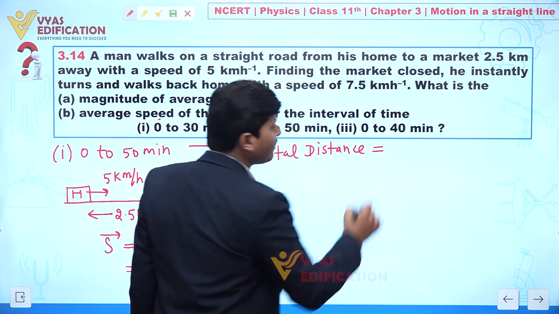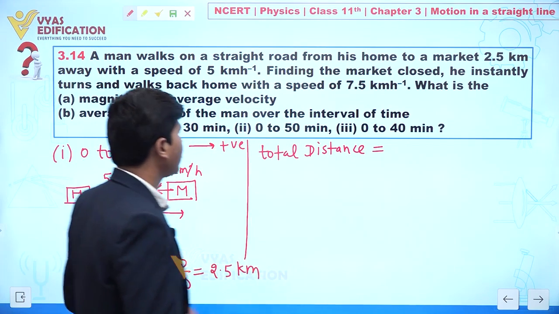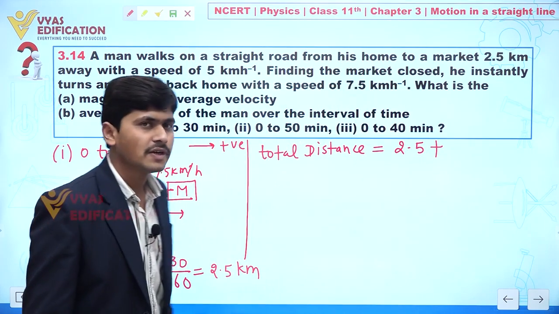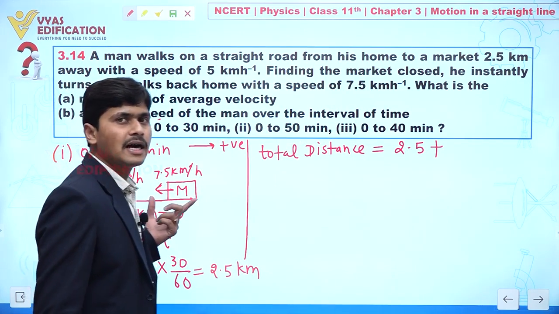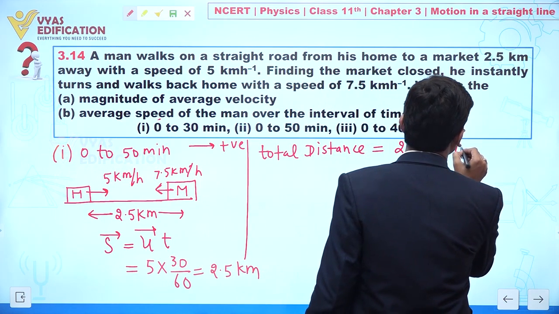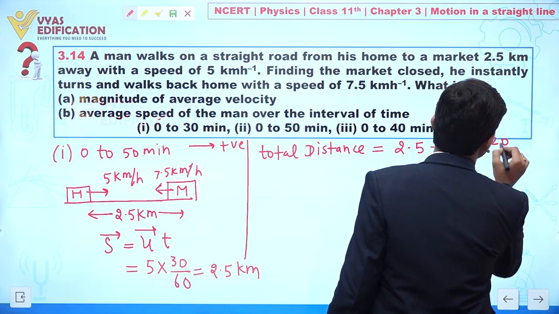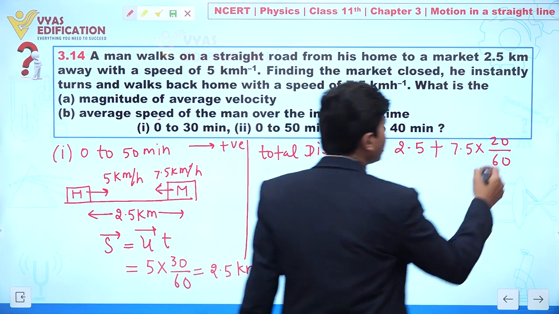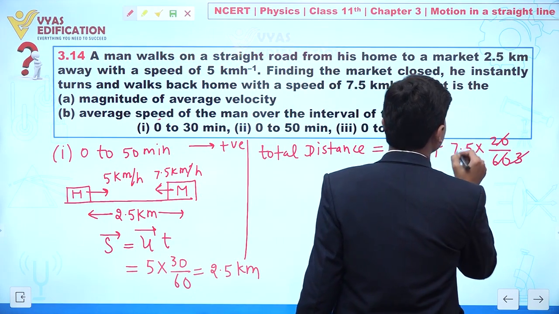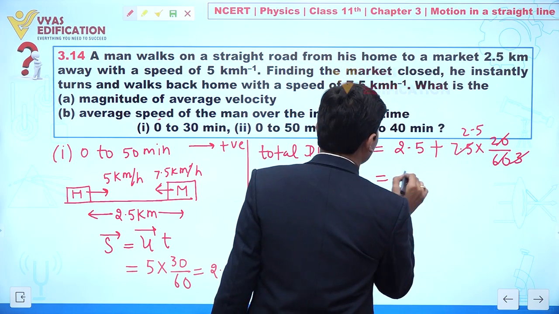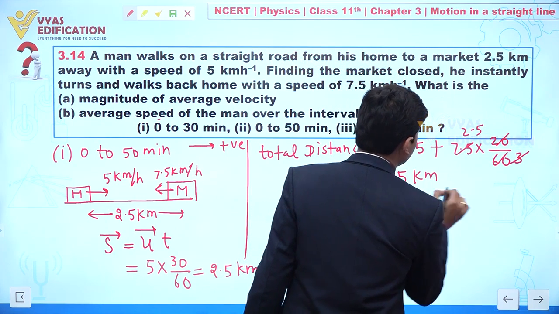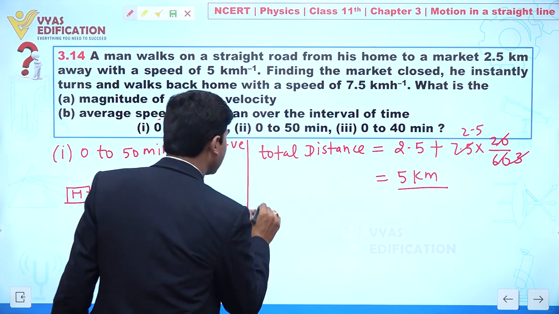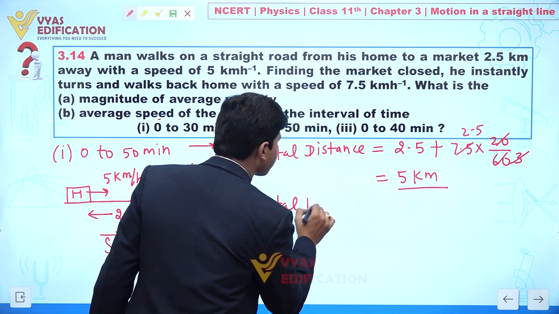You can see in the first 30 minutes the total distance covered is 2.5 kilometer, and in the next 20 minutes we can find the distance covered by the person. So we can write 7.5 into 20/60. Clear? So from here you can say this is 1/3 and this is again 2.5. So the total distance we have is 5 kilometer. Yes or no?